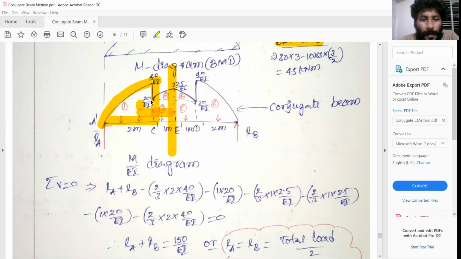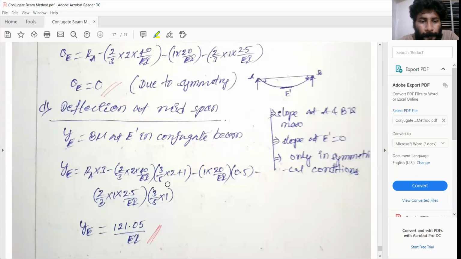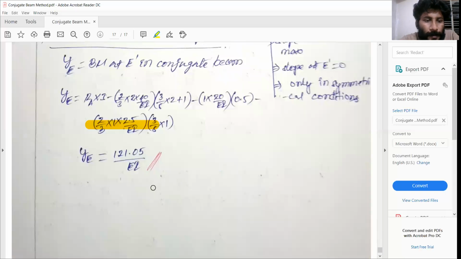And again here one more parabola is there. So 2 by 3 into base of 1 meter into 22.5 divided by EI, into the distance between the centroid of this parabola to this point, which is 3 by 8 times of 1 meter. You can see I have written the same thing here. Therefore, finally, after simplification, this will be the value. So that's it. Problems on the conjugate beam method. Thank you very much.